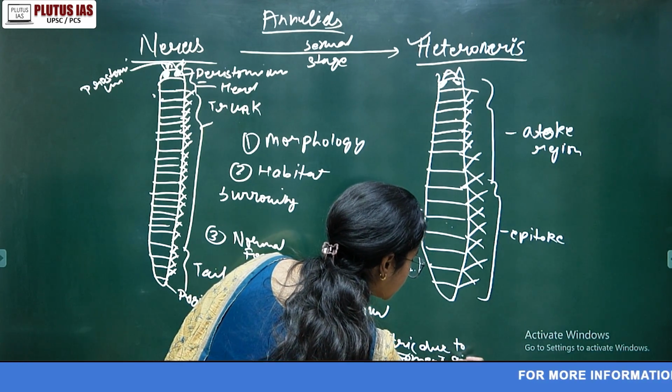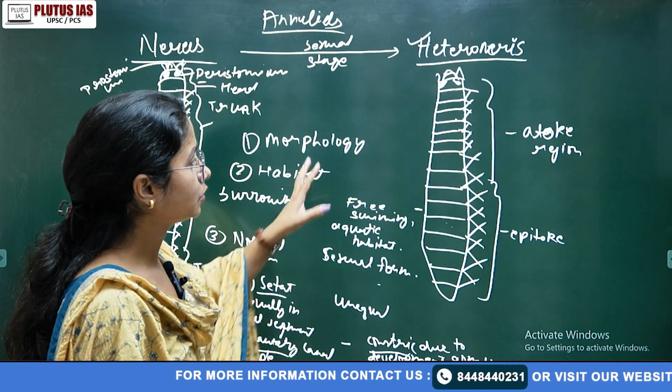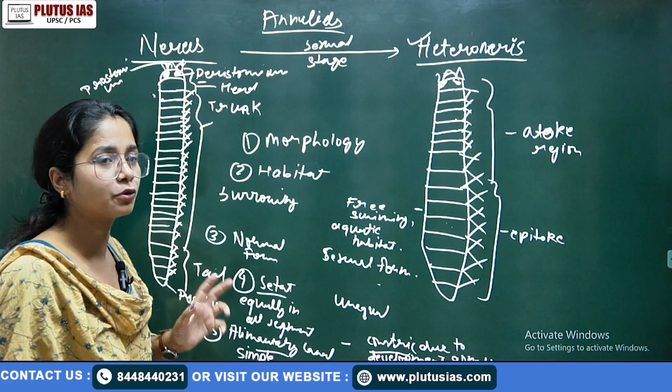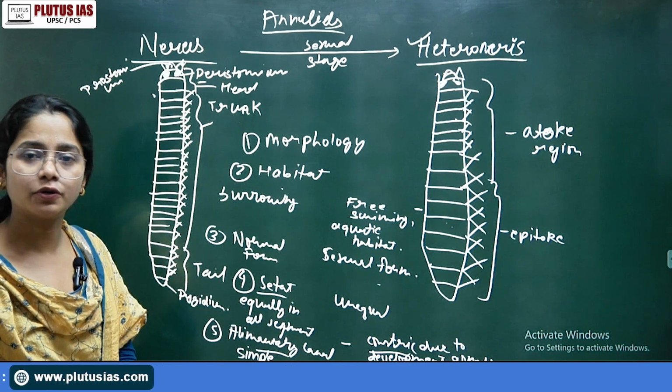So there are some differences between Nereis and Heteronereis. Of course, I know you must know all these things, but there are these differences. If the question asks for the differences, you have to write them in point form. Okay, thank you.